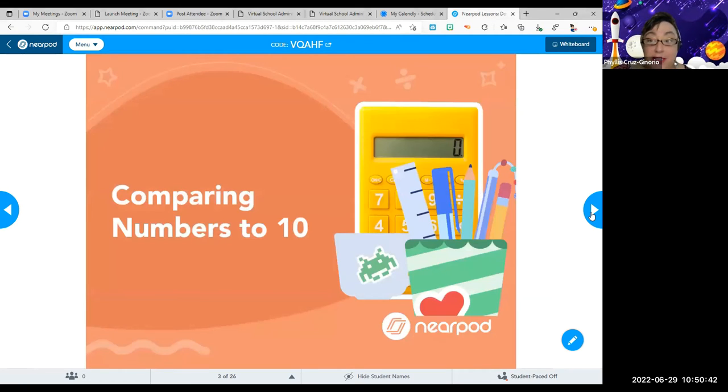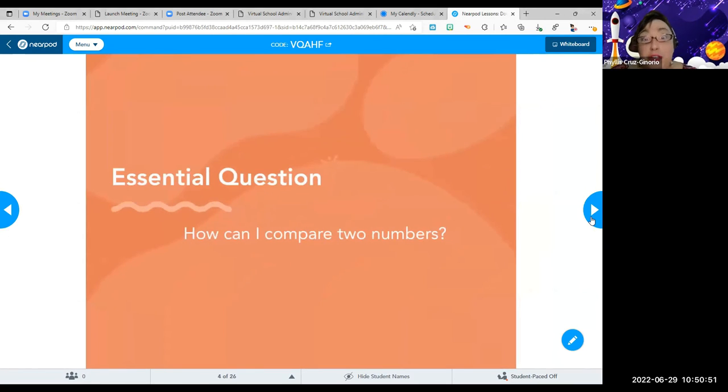Our STEM lesson for the day starts with math. We are going to compare numbers up to the number 10. That's right. Our question is, how do I compare two numbers? I know what the numbers are. I know I can count all the way up to 10. Can you? 0, 1, 2, 3, 4, 5, 6, 7, 8, 9, 10.